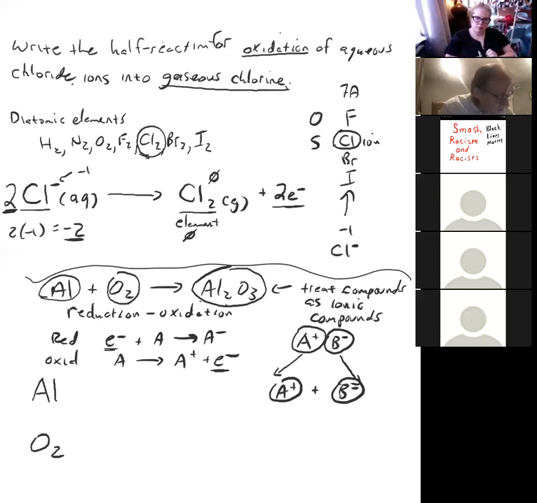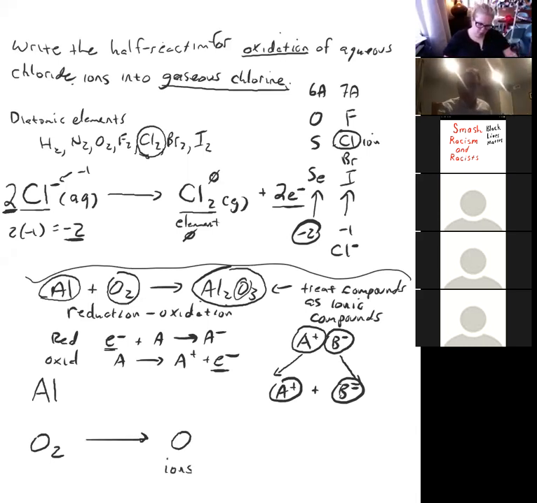Oxygen, sulfur, and selenium are in group 6A, so they're going to be -2. So on the product side, we're going to have oxygen, but treat it as an ion. Oxygen is -2. Then you ask yourself, how many are there? Well, there's 2 over here and 3 over there, so that's contradictory.